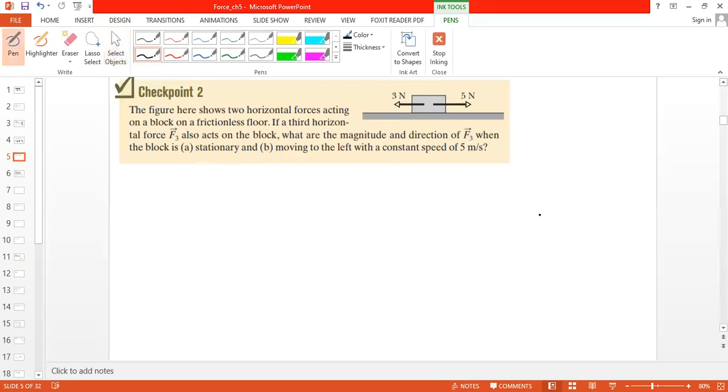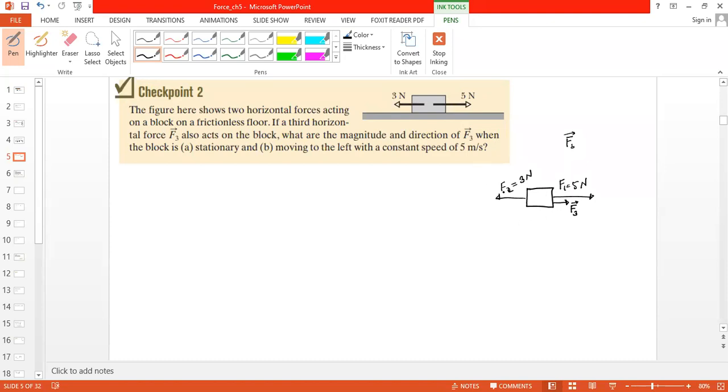Say there is an object, and two forces are acting on it. One is 5 Newton, let's say this is F1, and the force F2 is acting on it, that is 3 Newton. And now you have the option to apply another force F3 on it. What should be the magnitude and direction of this force F3 so that this object remains stationary? So let's say F3 is this way. Okay, this is my force F3.